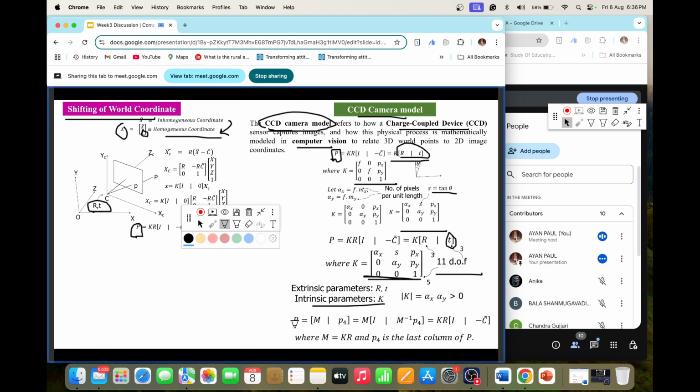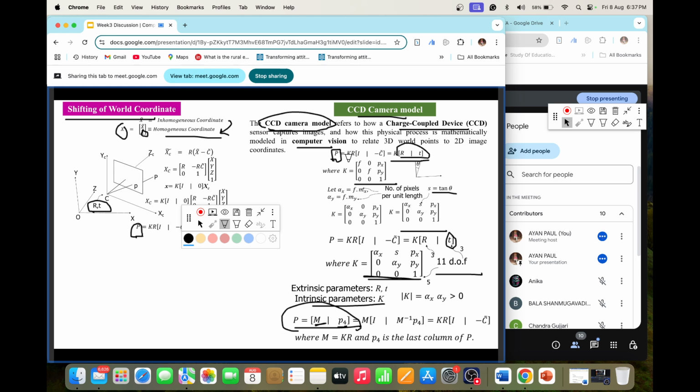Now we can also write the P matrix in another form. What is the total number of elements in the P matrix? That is 3 cross 4, which means we have 12 parameters. The first 3 columns form the M matrix, and the last column we can write as P4. So we can also write the P matrix this way.